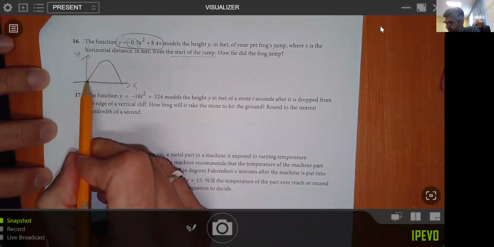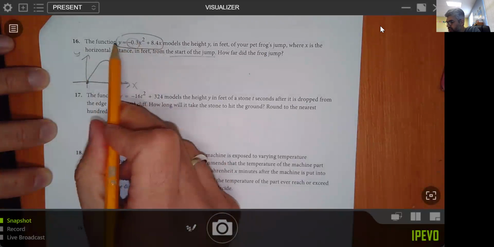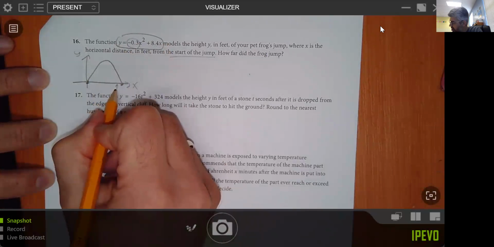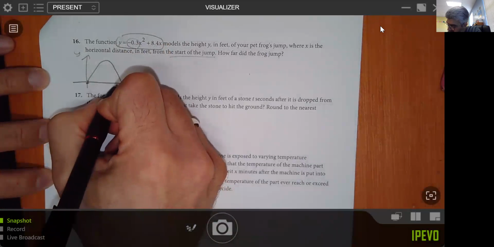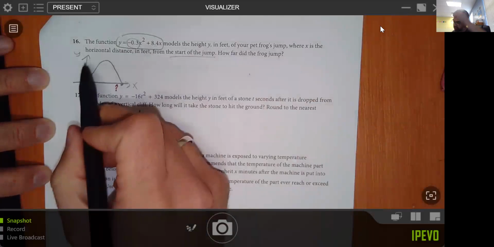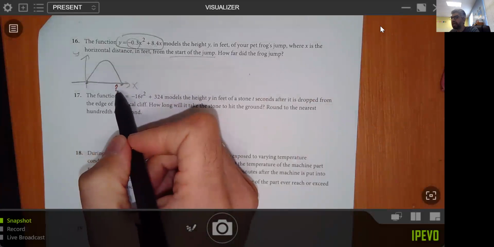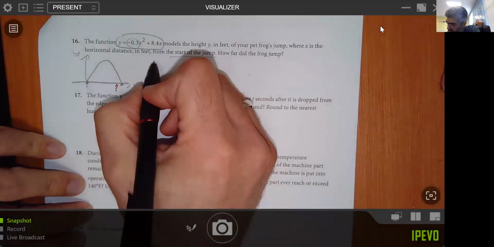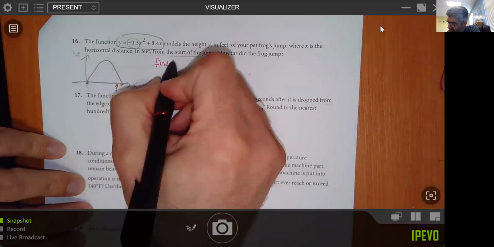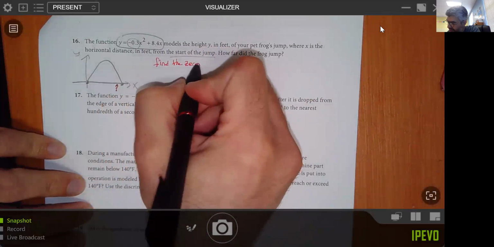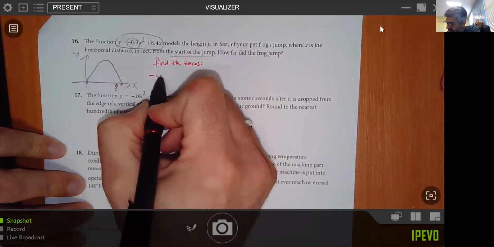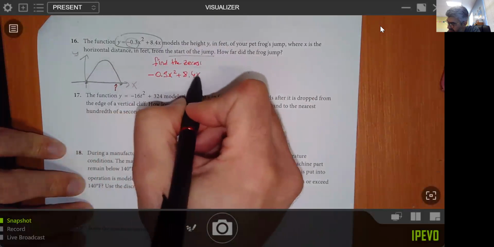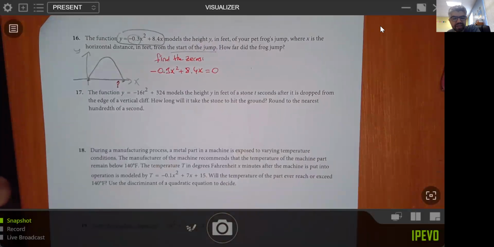For x equal to 0, y is equal to 0, there is no constant here. And it asks about this point, right, guys? Since x is the horizontal distance, it asks about this point. Actually, it asks us to find the zero of this function. So find the zeros of negative 0.3x squared plus 8.4x equal to 0. Let's find the zeros of this.